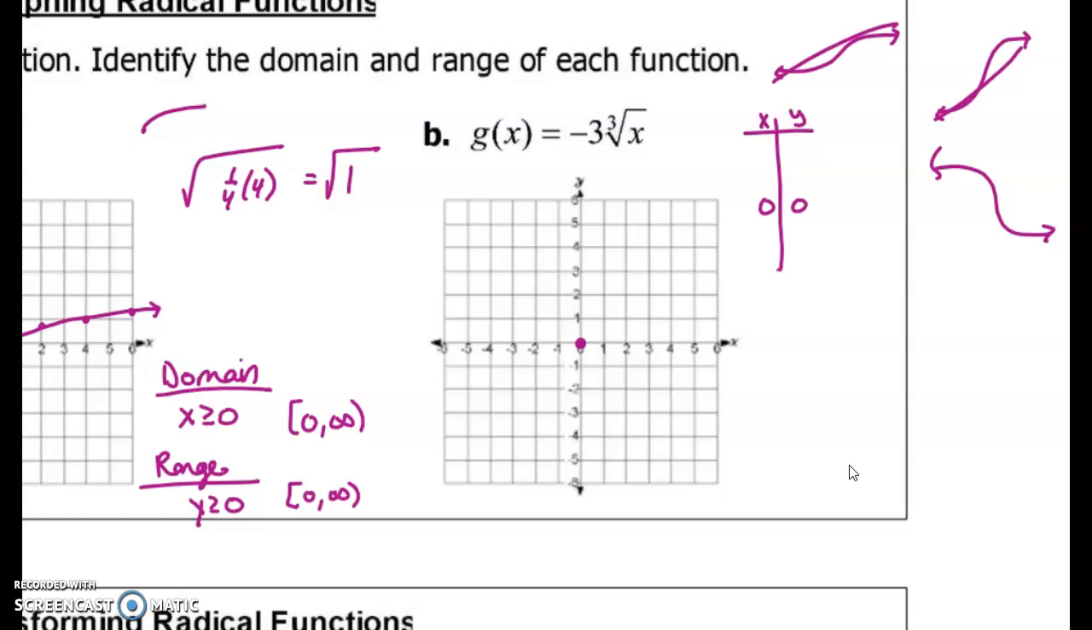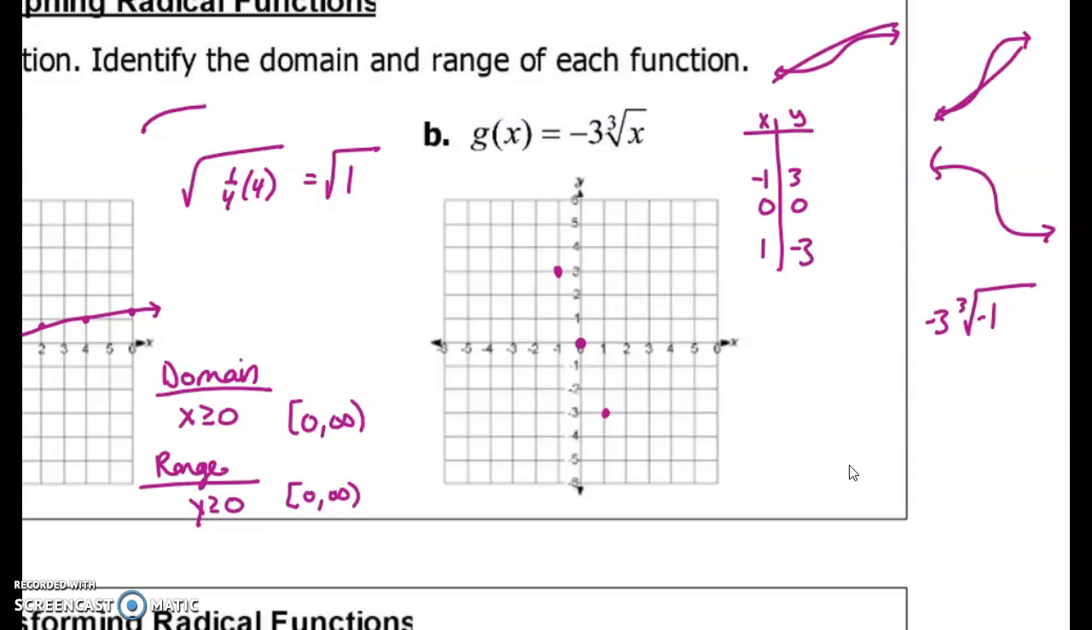Now, if I want to get some points, let's say -1 and +1, I can either use a calculator, or if I plug them in, the cube root of 1 is 1 times -3, and that's going to be -3. And then if you plug in -1, the cube root of -1 is negative, times -3 is positive. So let's see what that looks like. -1 is up to 3, and over 1 is down to -3.